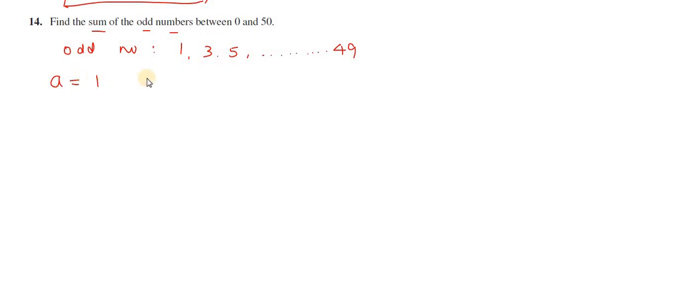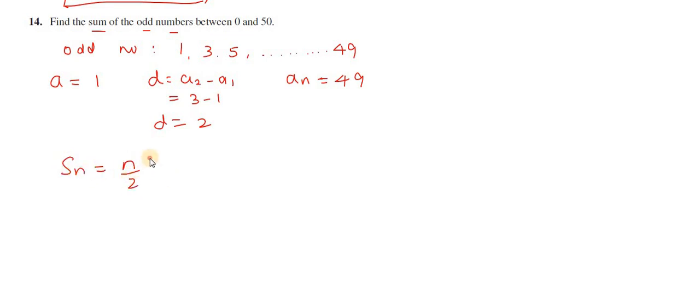Okay, so now we can write here what is given. A is equal to 1, and d is equal to a2 minus a1, which is equal to 3 minus 1, which is equal to 2. And an is equal to the last term, we know that it is 49. Now we need to find Sn. So Sn is equal to n by 2 into a plus an, we know the formula, right?